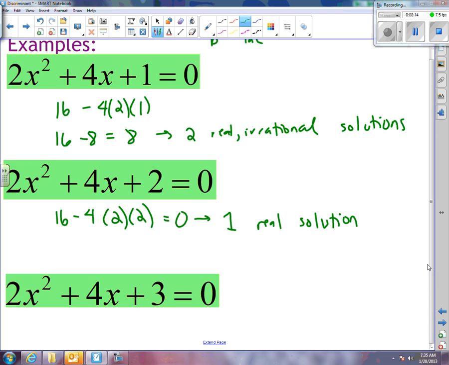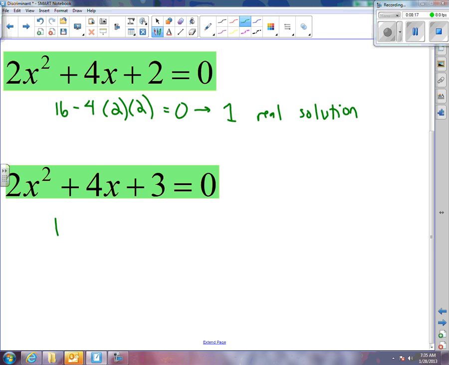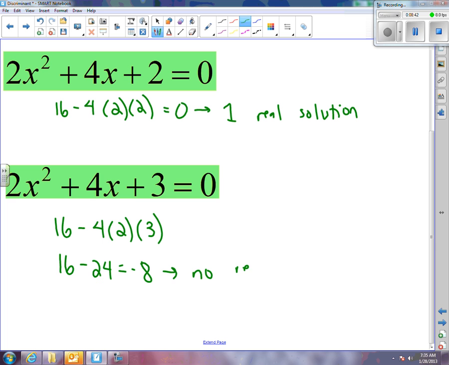So now let's try with this last example. I'm going to follow the same process. b squared 16. Oops, sorry about that. I already squared it. 16 minus 4 times a times c. So now I have 16 minus 8 times 3 is 24. This is negative 8. Because this is a negative number, I will have no real solutions. So when you're trying to determine the number of solutions, you don't have to actually find the solutions, you just have to say what the solutions will be like.